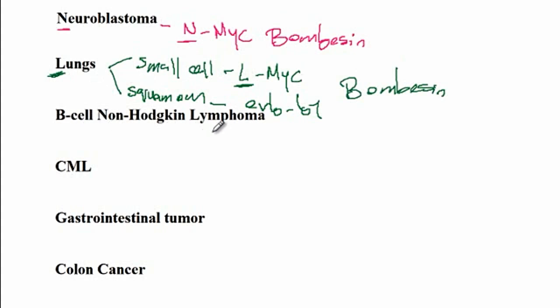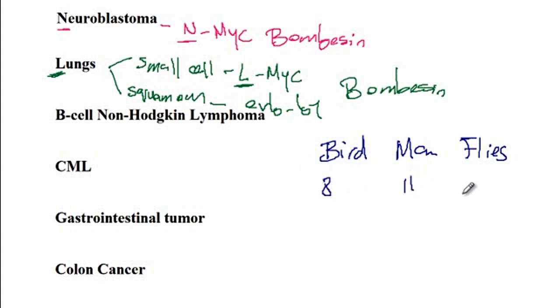Now for B-cell non-Hodgkin lymphoma, do you recall what type of mutations and then what kind of translocations are associated with these forms of lymphomas? We had three types of lymphomas. Burkitt's, so here, bird, man, flies. So Burkitt's lymphoma, mantle cell lymphoma, and follicular lymphoma. So in increasing order, numbers 8, 11, 18, and then number 14 was in every one of them.